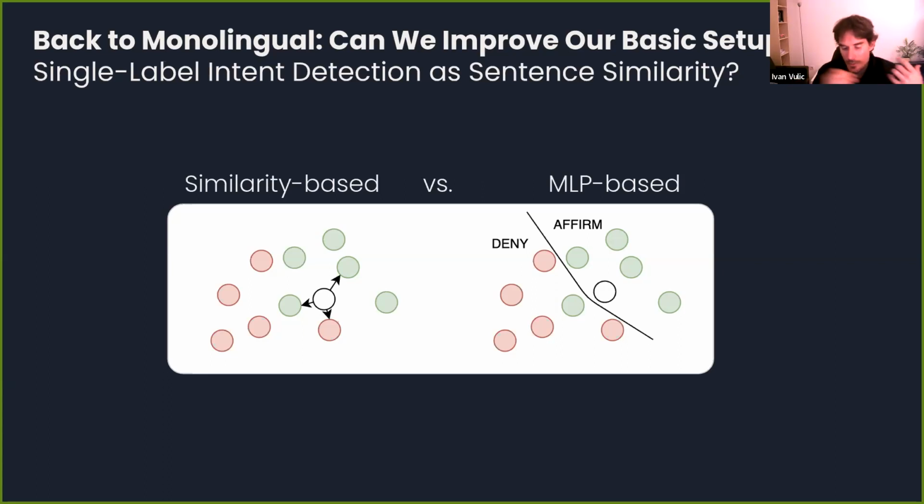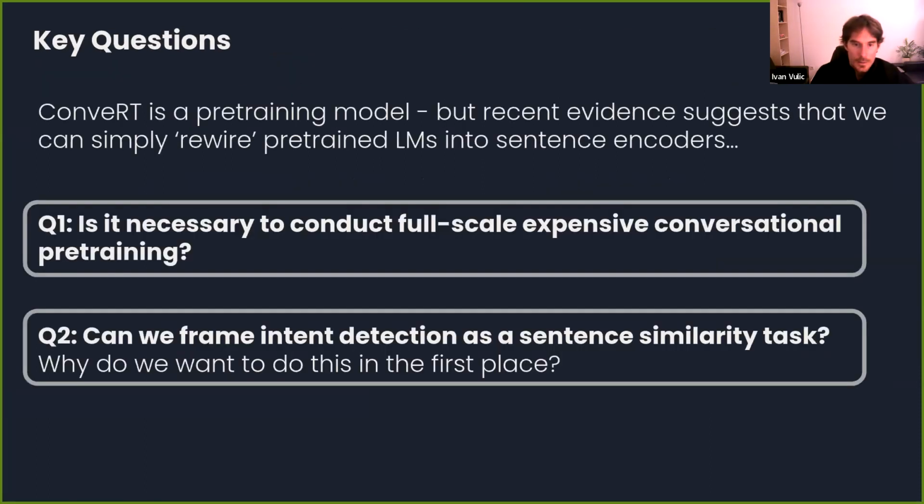Because if you remember from before, all these sentences can be seen as surface language realizations of different latent intent classes. So basically, if we treat intent detection as sentence similarity, we can just find the closest sentence to our input sentence and then just propagate its label to the actual input sentence, if they classify as we hope them to classify. This is slightly different from learning the MLP decision boundary, as you can see here. And this non-parametric classification has some desirable properties, as I will show later.